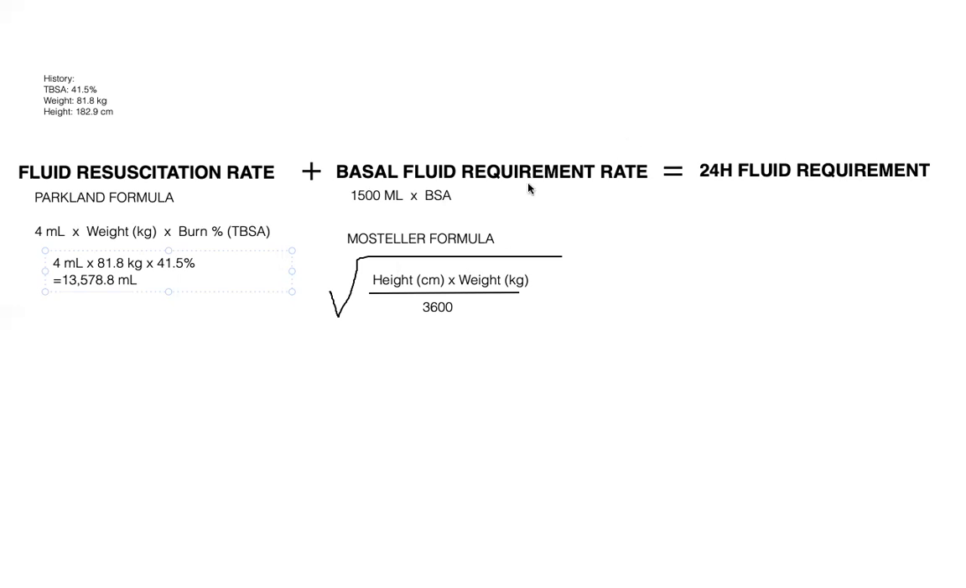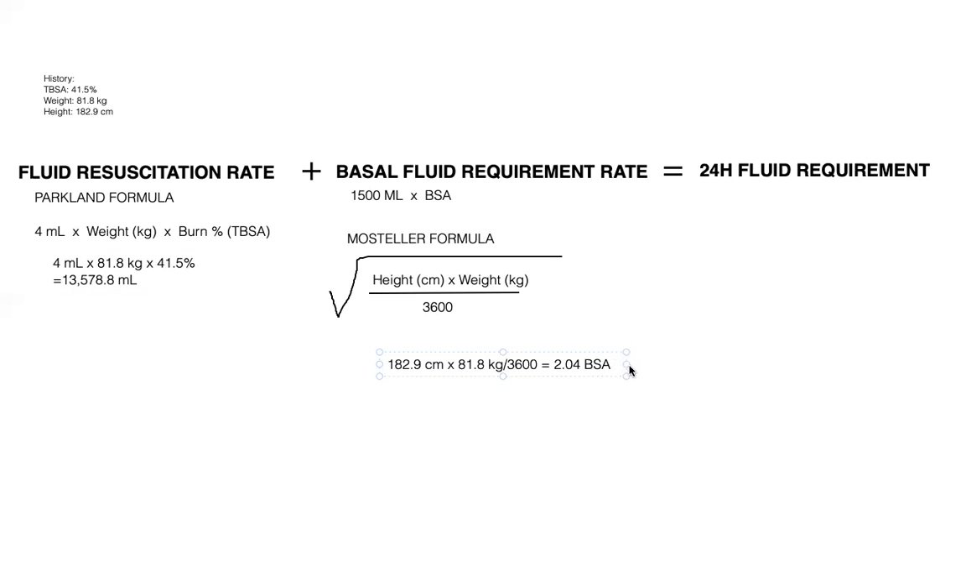So I'm going to take the height. The height in centimeters is 182.9 centimeters times the weight, which is 81.8 kilos. Then you divide that by 3,600, and then you take the square root of that. If you do that, you'll get 2.04, which will be your body surface area. It's actually meters squared that is the unit.